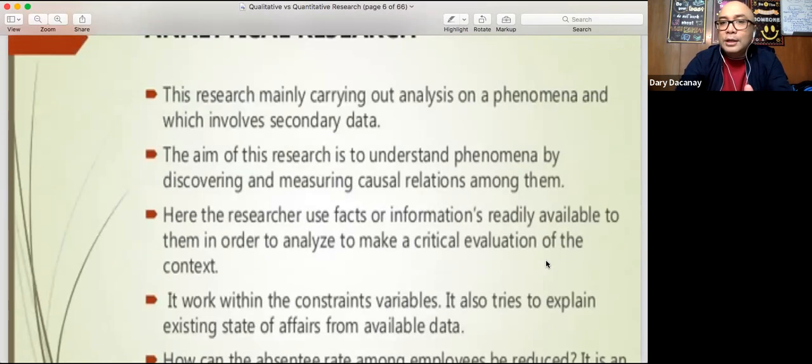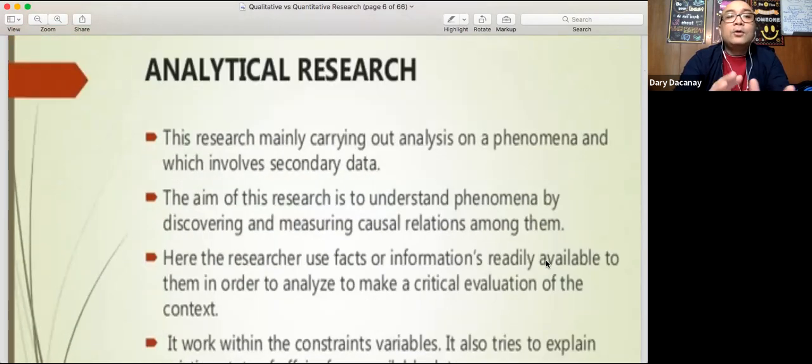Now, we move on to the analytical research. Now, mainly carrying out the analysis of a phenomenon which involves secondary data. Ito yung mga, when you talk about secondary data, these are data you get from the internet, from news, from magazines, from descriptions made by people. And the very aim of this research is to try to understand the phenomena by discovering and measuring the causal relations among them.